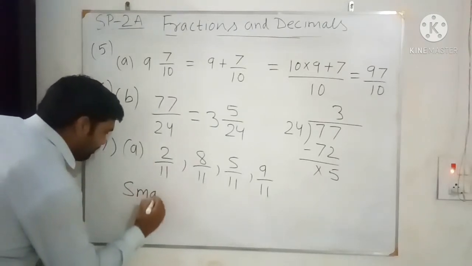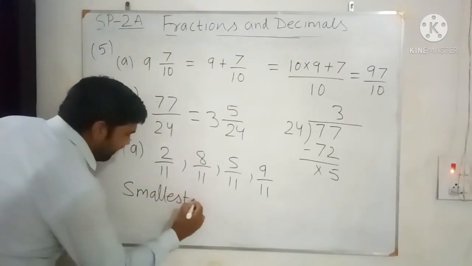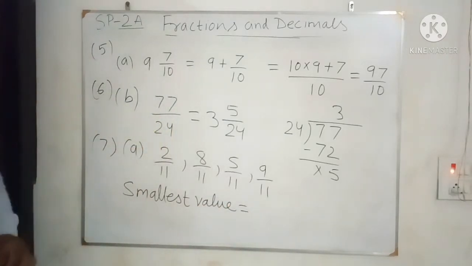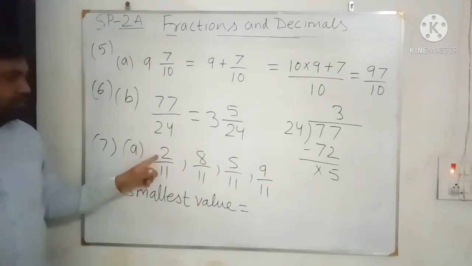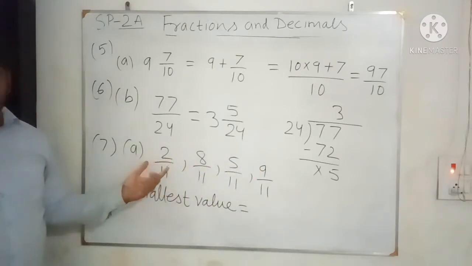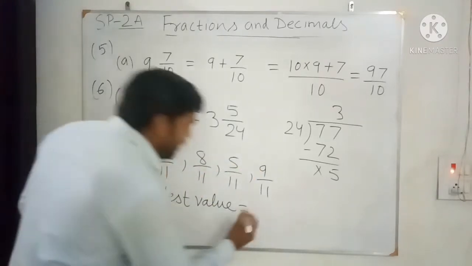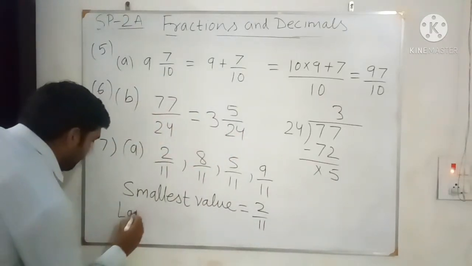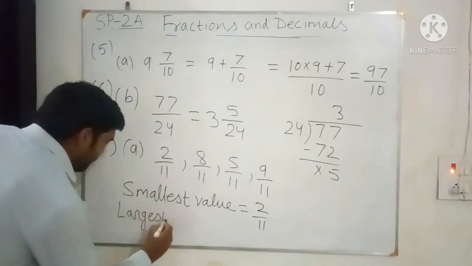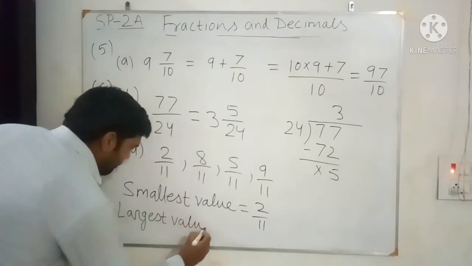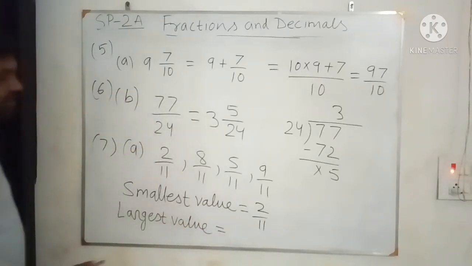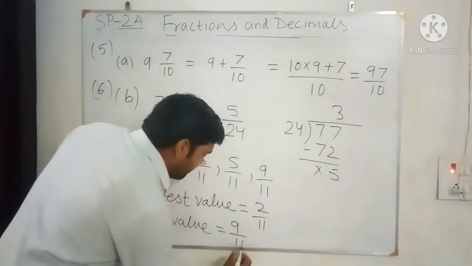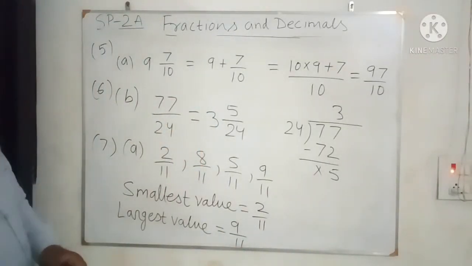Smallest value means smallest fraction. So smallest value is what? See, which is the smallest numerator? 2, 8, 5, 9 are the numerators of the 4 fractions. 2 is the smallest. So the smallest value will be 2 by 11. Now what is the largest value? See, which is the largest numerator? 9. So 9 by 11 is the largest value, largest fraction. Now we move to the next question.